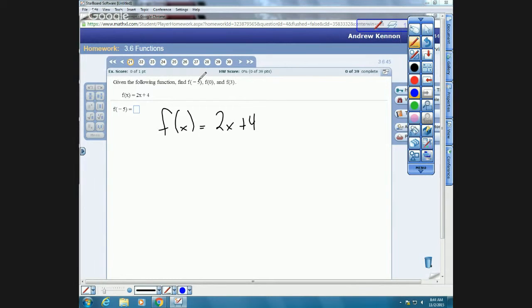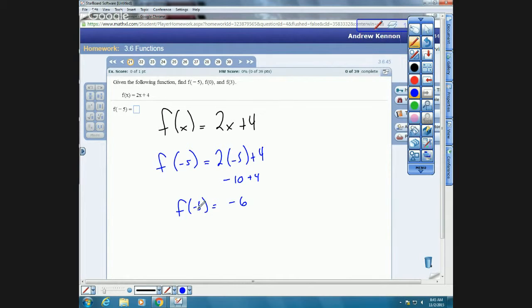So really, when you see something like f of negative 5, all I did here in the parentheses was replace the x with the negative 5. So that's what I do over here, I just replace the x with the negative 5. So when you see a number inside the parentheses in this function notation, all you're doing is plugging it in. And you get negative 10 plus 4 is negative 6. So this says when I plug in a negative 5, I get out a negative 6.